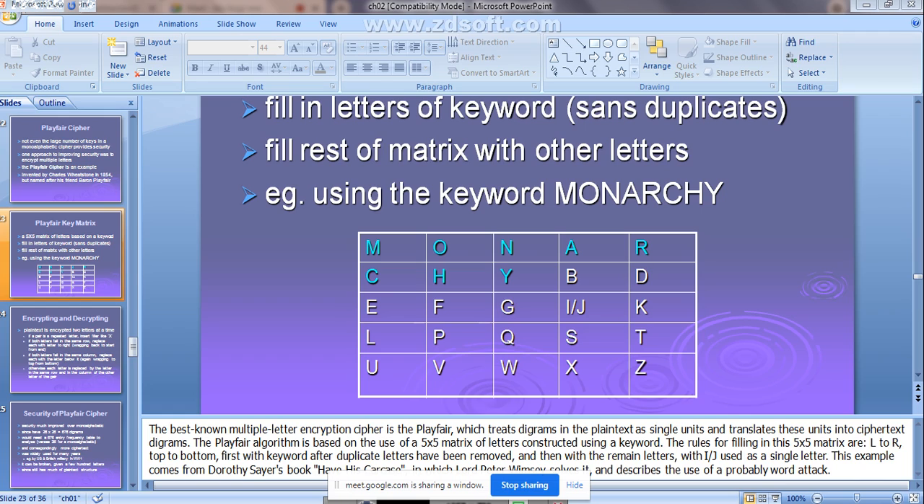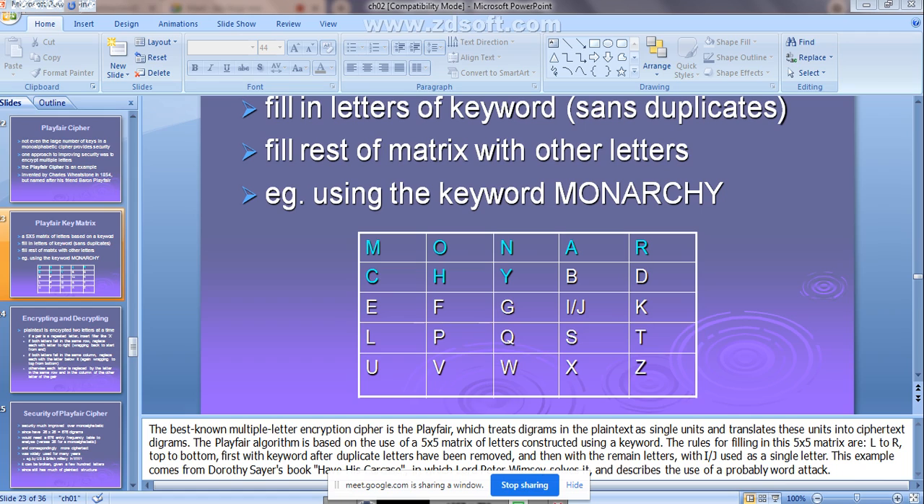Now see, if the two letters are present in the same column, at that time how are we going to replace them? We replace each letter with the letter below it. And the topmost element follows the last element circularly. That is used for the replacement. I will explain it with an example.